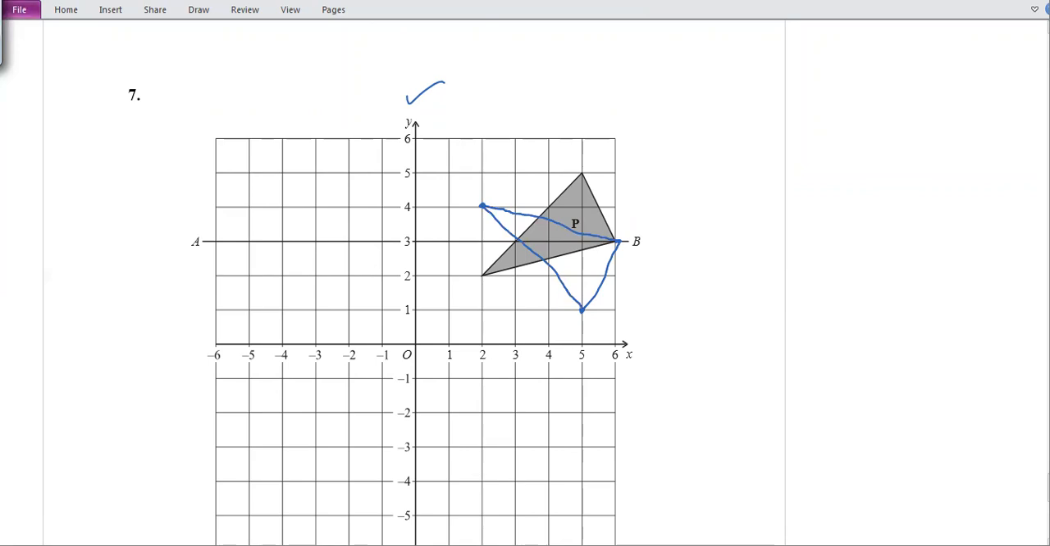It's quite simple to do the reflection. In our next class, we will learn how to describe a given reflection and how to do the rotation and then enlargement.